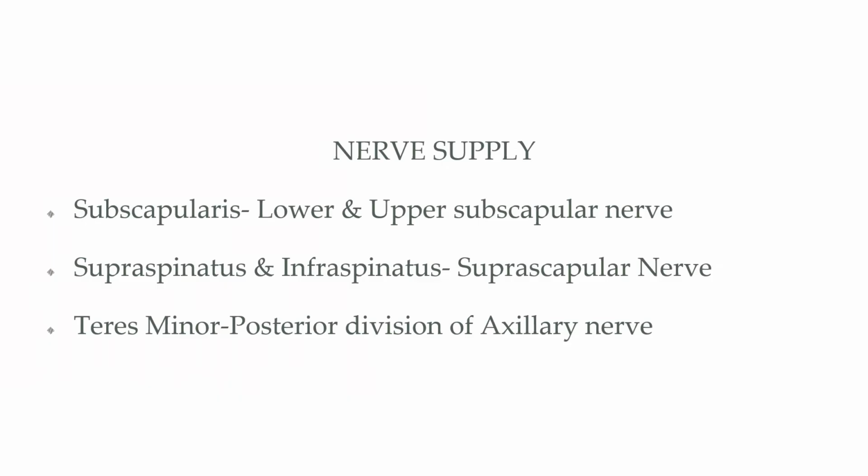Coming to the nerve supply of rotator cuff muscles. All four rotator cuff muscles are innervated by branches from the brachial plexus. Subscapularis is innervated by the upper and lower subscapular nerves. Supraspinatus and infraspinatus are innervated by the suprascapular nerve. And teres minor is innervated by the posterior division of the axillary nerve.